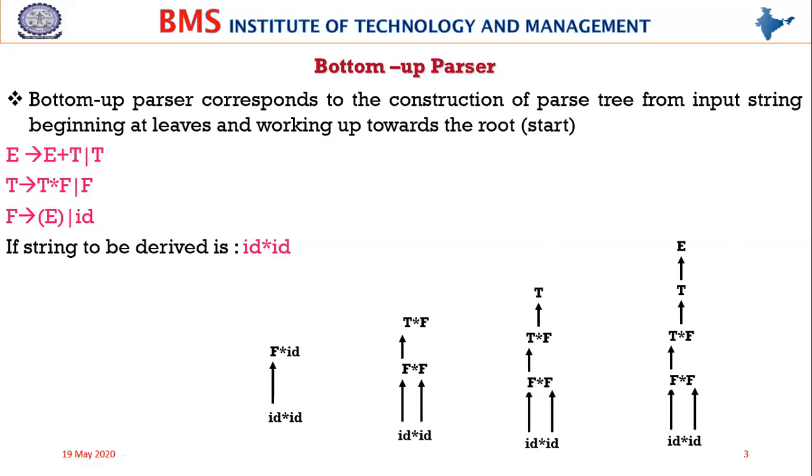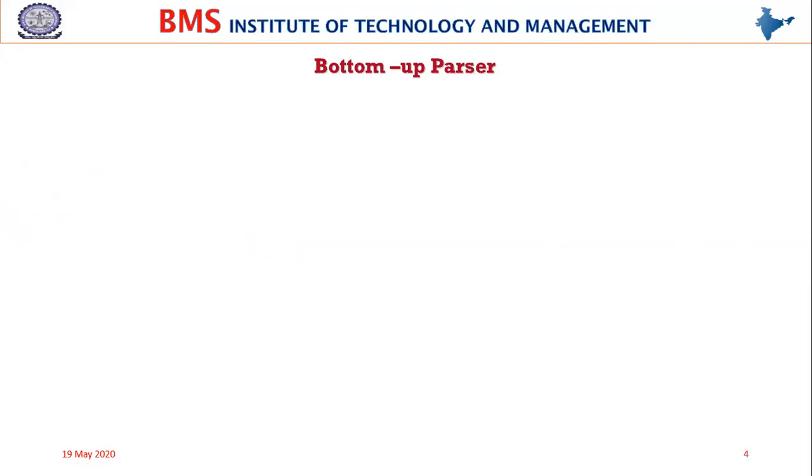So a lot of challenges are there. What are they? First and foremost, we should see whether there is a valid substring that can be replaced. Second, which production is to be chosen for replacing the string. And there are also many different conflicts that arise. We shall see how we can solve all of those things. Okay, continuing further.